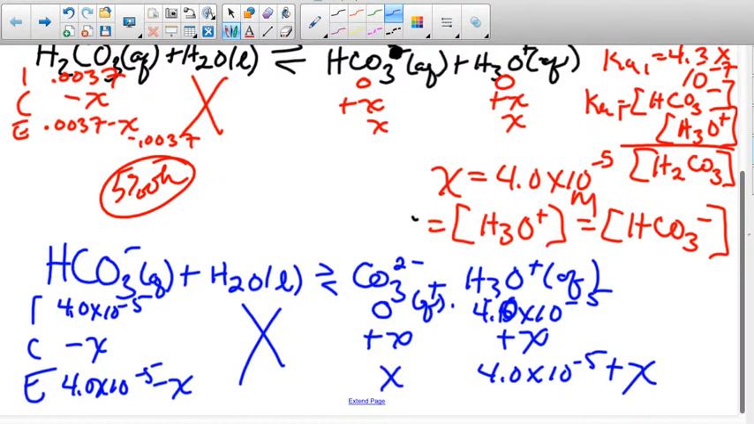I'm doing the second one actually, to find the concentration of the CO3. Yeah, the carbonate ion. What do you think I can make an assumption about here? It's real tiny. That X is very small compared to the 4.0 times 10 to the negative 5th. What about here? Same thing. Makes the math pretty easy, right? Because then X is really just equal to your Ka2.